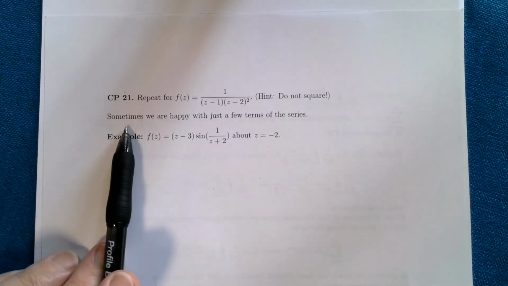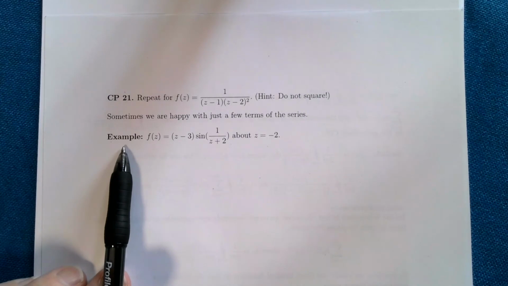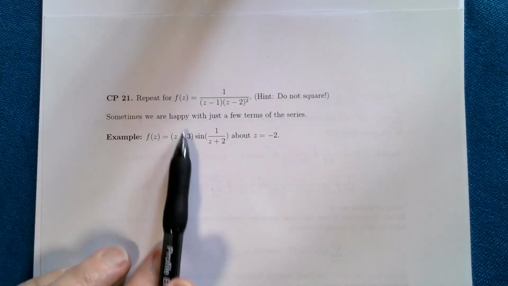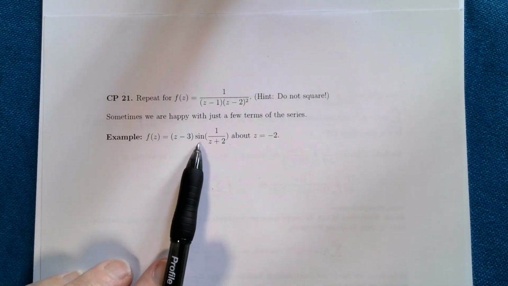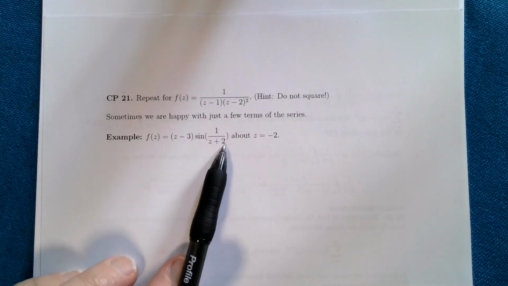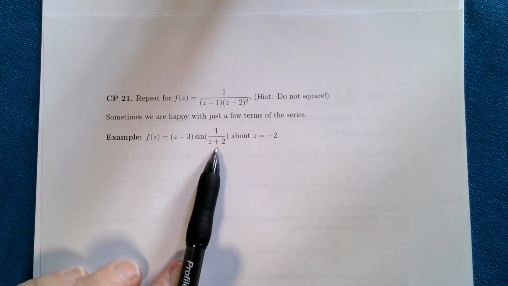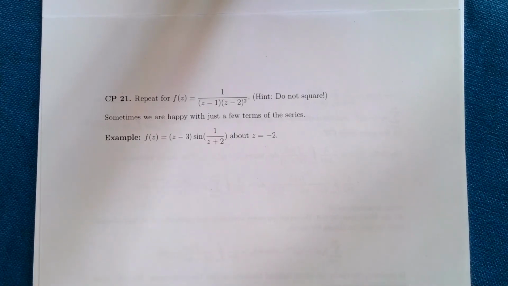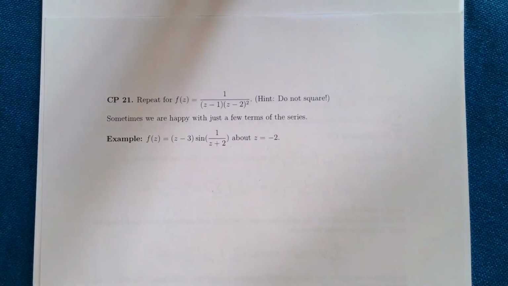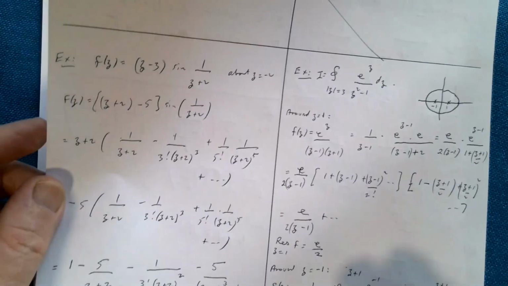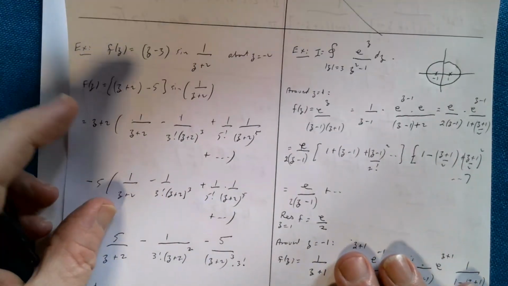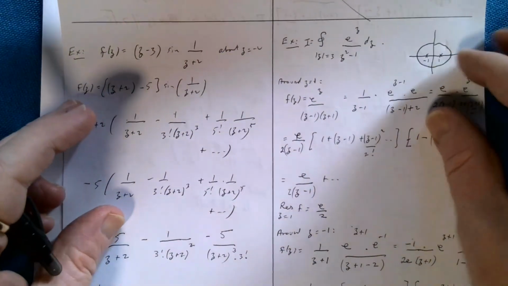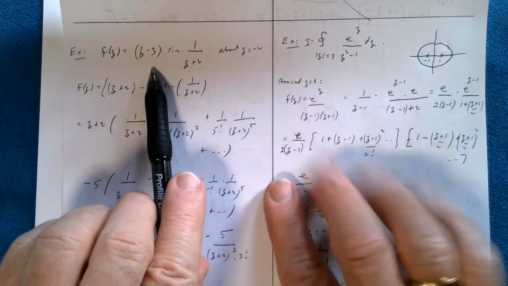Sometimes we're happy with just knowing a few terms of the series. So for example, if we want the series of z minus 3 times the sine of 1 on z plus 2 about z equals minus 2, notice that's going to be a singularity here. So sometimes we're happy with just that. And let me just do the worked example of that then. So there's our function, and we want it about z minus 2.